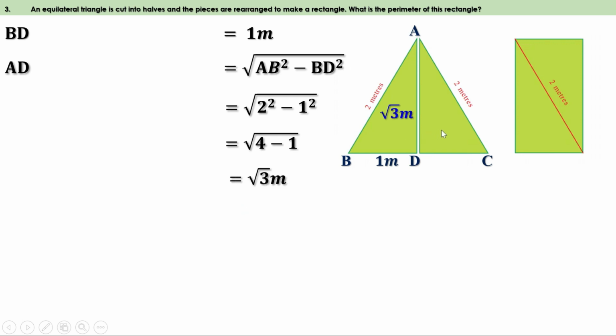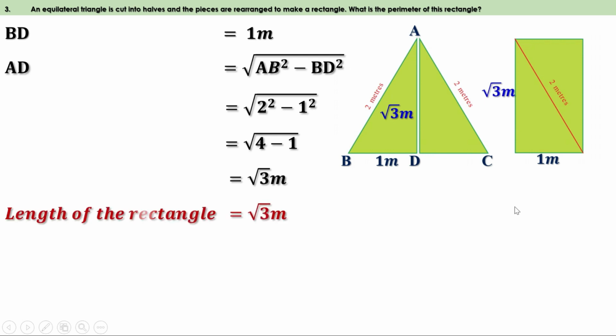Now these two triangles are equal. Therefore we can say CD equals 1 meter and this length is root 3 meters. This triangle is placed here to make this rectangle, and the other triangle is placed here. And we know this is 1 meter, therefore the breadth of the rectangle is 1 meter. This is root 3 meter, therefore the length of the rectangle is root 3 meters.